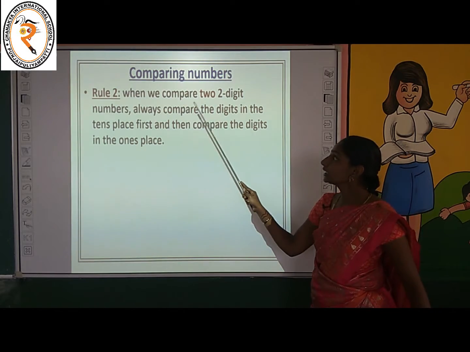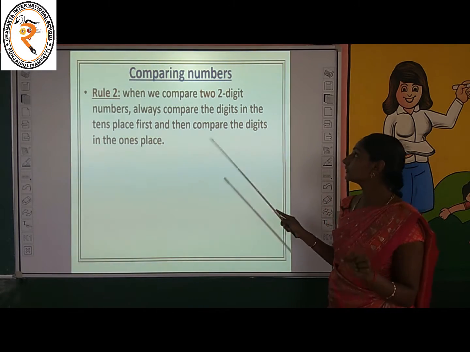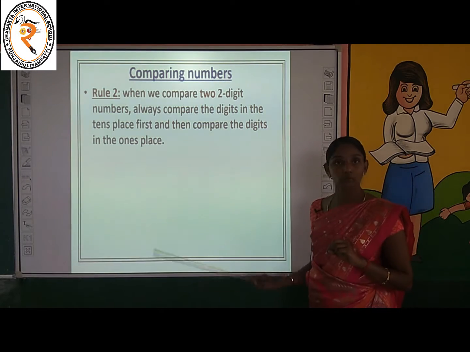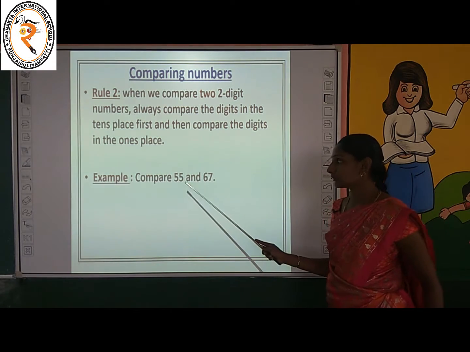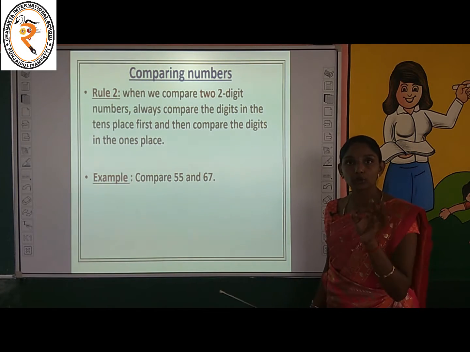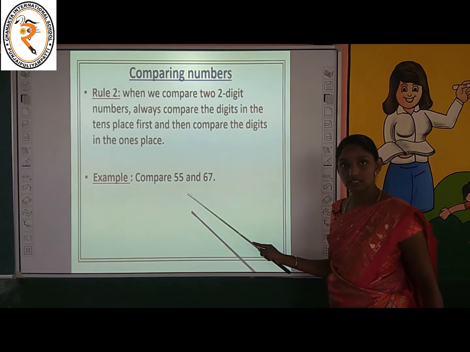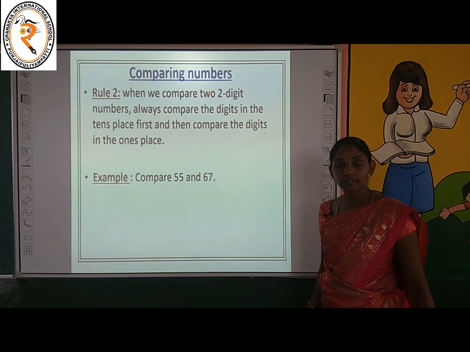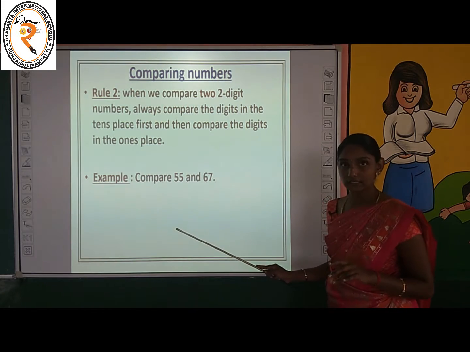Rule 2. When we compare two 2-digit numbers, always compare the digits in the tens place first and then compare the digits in the ones place. Let's see an example. Now we are going to compare the numbers 55 and 67. Both the numbers are 2-digit. By rule 2, first we compare the digits in the tens place. In 55, what is the number in the tens place? 5. See here, this is ones, this is tens.